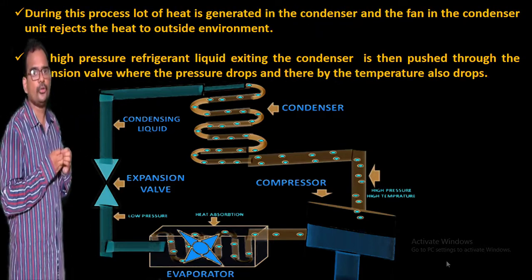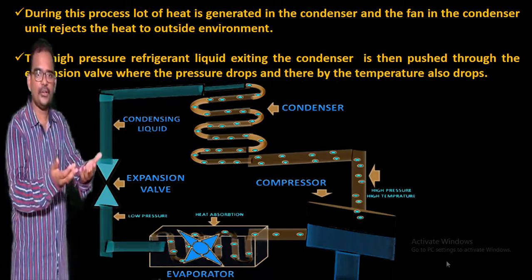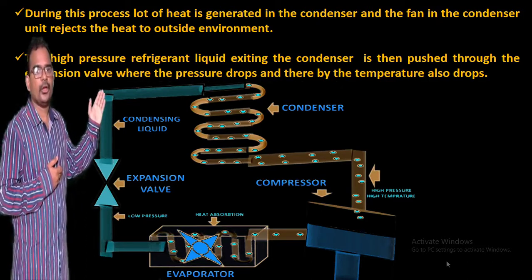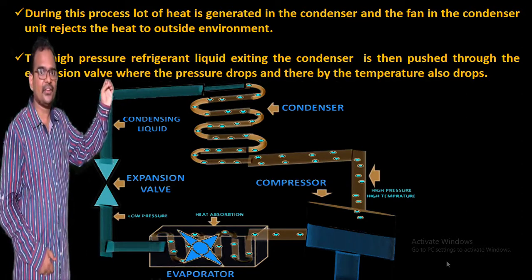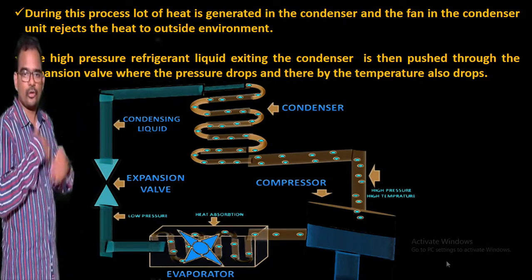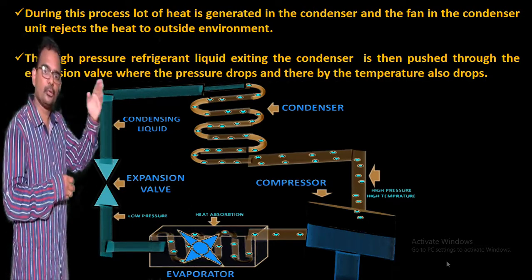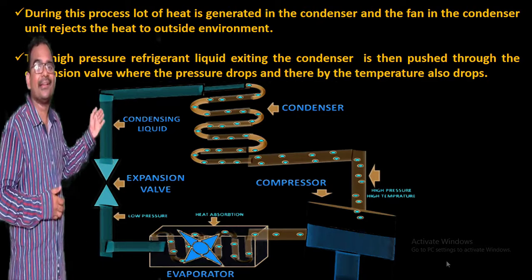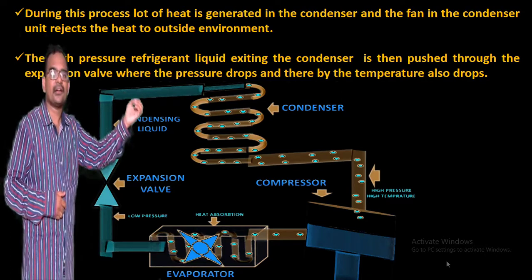Right? As I already told you, when a liquid gets converted into gas or a gas gets converted into liquid, a huge amount of heat will be liberated. So during the process, a lot of heat is generated in the condenser, and the fan in the condenser unit rejects the heat to the outside environment. Understand this, right? So a lot of heat is generated in the condenser whenever the high pressure high temperature vapor is converted into high pressure high temperature liquid, and these huge quantities of heat will be rejected to the environment by means of a fan which is used inside a condenser.